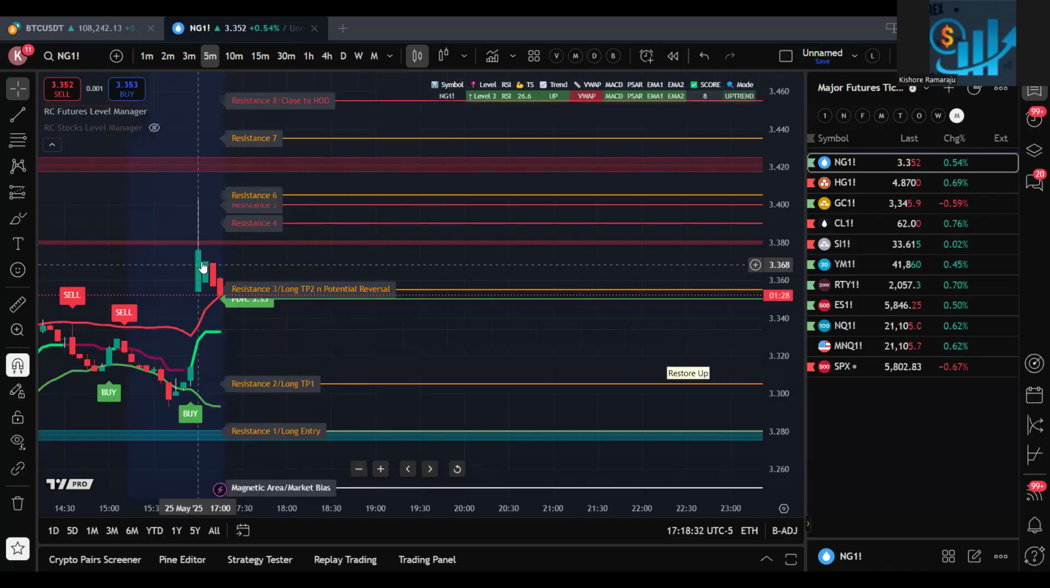Otherwise, it will do a pullback. Every pullback is a good opportunity for you to go long. Don't try to take the sell signals. If it comes down and you get a buy, it will again go up. So we will only focus on the buy opportunities.